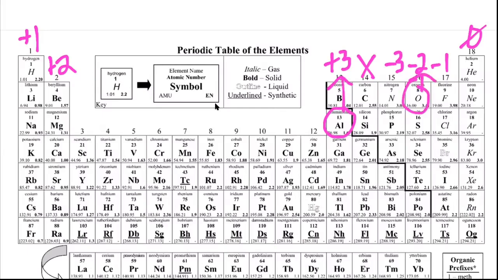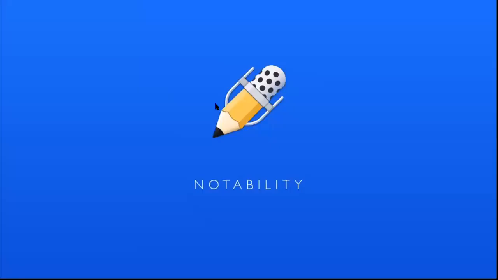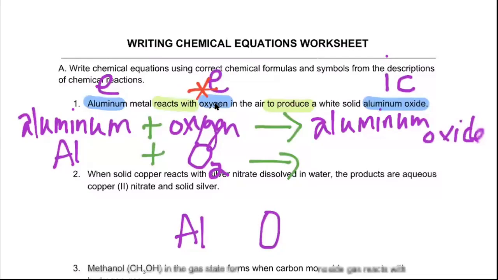Because what a lot of you are going to do, and this is what always happens, you forget about the charges and you just go, oh, aluminum oxide, that's AlO. Okay, you're like, I just put the symbols together. But you can't do that. You've got to pay attention to your charges. Okay, that is wrong.